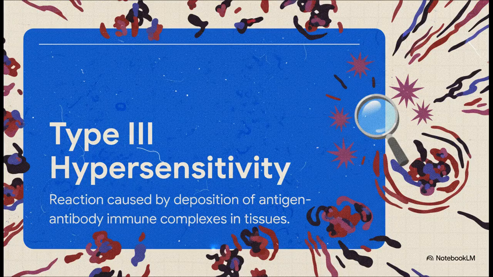So, for those of you taking notes, and I highly recommend you do, especially if you're prepping for boards, let's define this formally. Type 3 hypersensitivity is a reaction caused specifically by the deposition of antigen-antibody immune complexes in tissues. This deposition is the absolutely crucial catalyst. Once they're lodged in the tissue, these complexes act like a massive flare gun, recruiting highly destructive inflammatory cells that lead to severe, widespread organ damage.